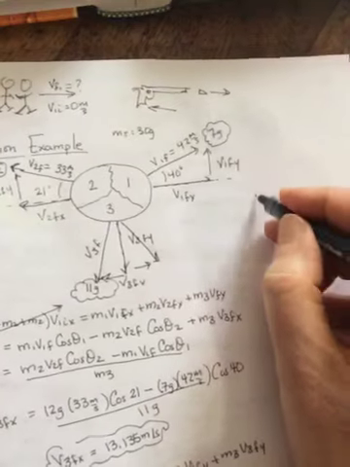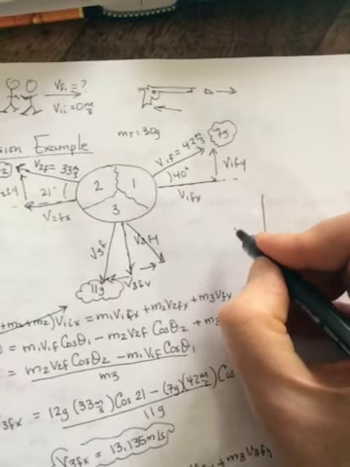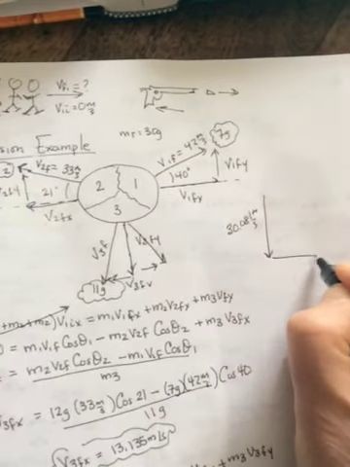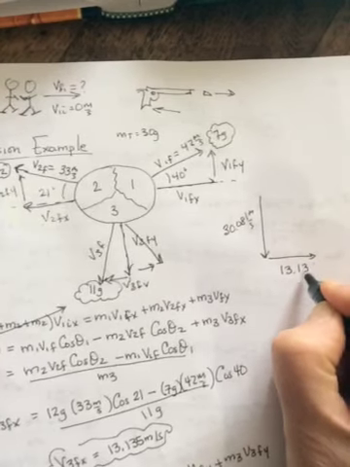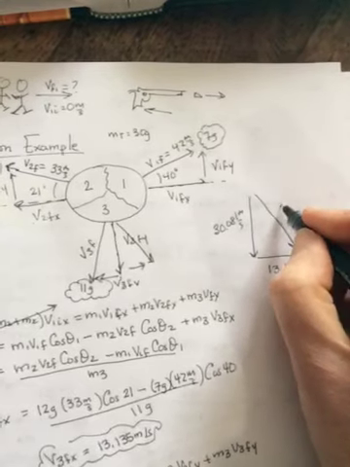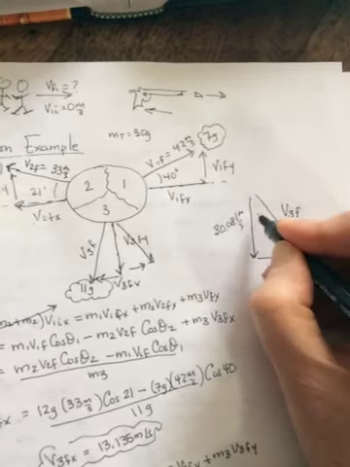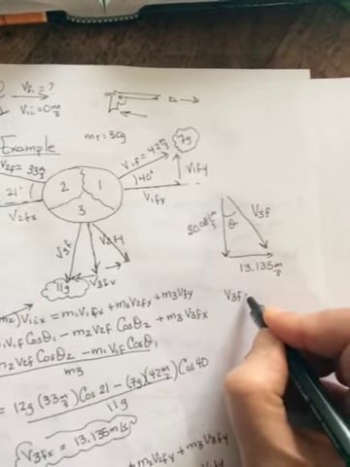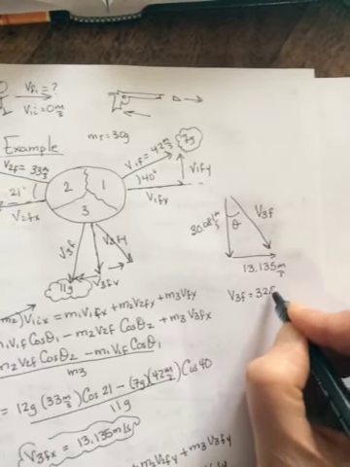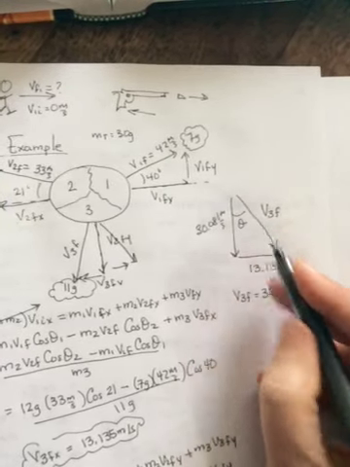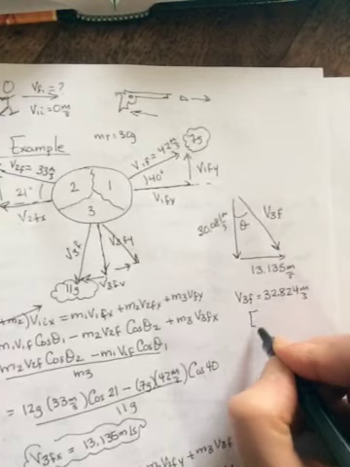Okay, so now we're going to go up here, and we'll just draw it here on the side. So you have this one going down, which is 30.081 meters per second. And you have your x going over, which is 13.135 meters per second. And so you're going to square them, add them together, take the square root, and find this angle. And when you do, you should get a V3F of 32.824 meters per second. And this angle is going to be south.